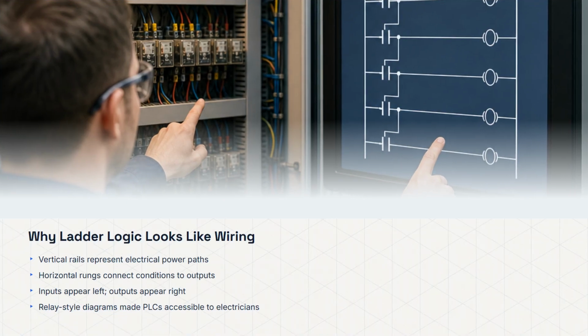Before PLCs, factories controlled machines using relay circuits, banks of electromechanical switches wired together in panels. PLCs replaced those panels in the 1970s. Ladder logic was designed to look exactly like the relay diagrams electricians already knew. Two vertical power rails, horizontal rungs connecting them, conditions on the left, outputs on the right. A technician with no programming background could read it immediately. That was the design goal. Decades later, ladder logic still holds approximately 46% of the PLC programming market.